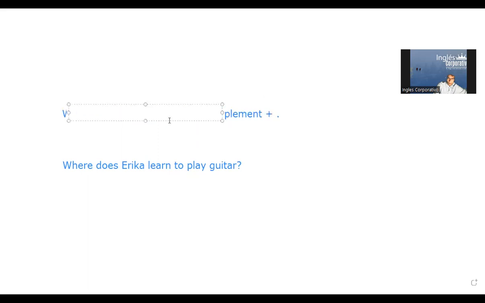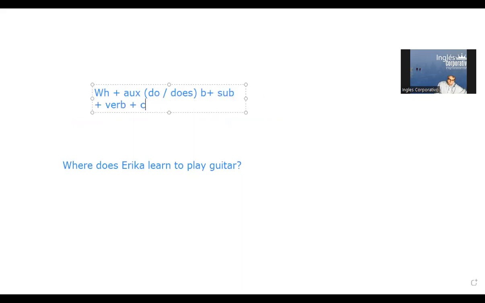Sorry, it's missing here. The WH question, as auxiliary, it's do or does, plus subject plus verb plus complement plus period. Oh, in this case, no, it's not period, it's question mark. Well, this is the structure. Do you have any doubt about this, guys?